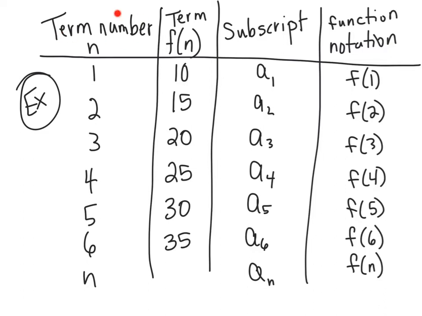So here's our term number, which is our n values. The first term in this case would be 10. The second term would be 15. The third term in this sequence would be 20. The fourth term would be 25. The fifth term would be 30. The sixth term would be 35. The n, we don't know because we're talking about the nth term. That's why we write formulas. So then just seeing it in subscript form, so you can see what that looks like, and then in what we call function notation form.